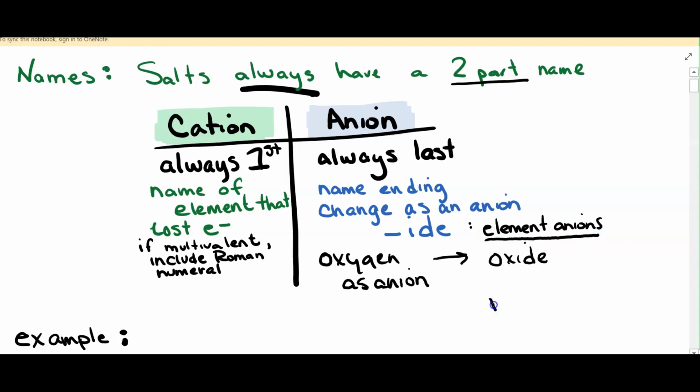But sometimes there is something that we know as a polyatomic ion. We'll learn more about those in a bit. The polyatomic ion's name is the name of that polyatomic ion with no changes.